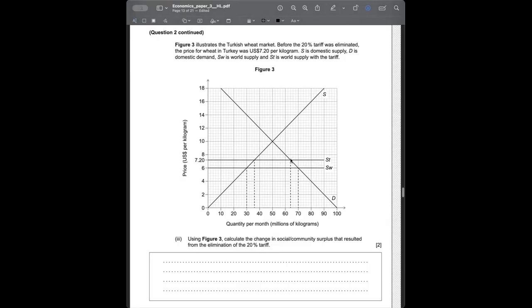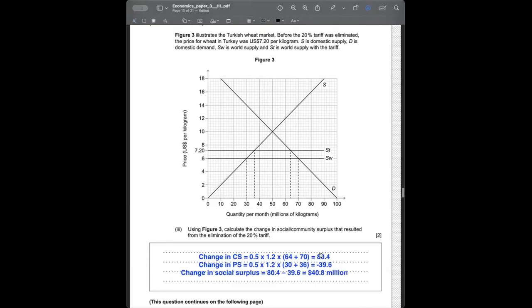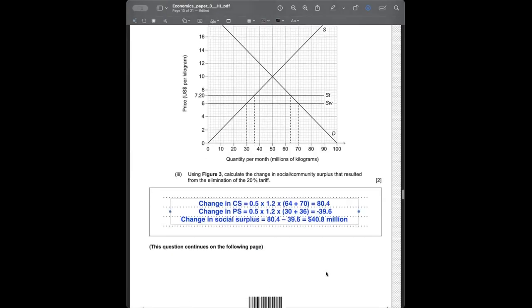When there was a tariff, the social surplus was this much for the consumer and this much for the producer. However, after the elimination of the tariff, they change. Consumer surplus is increasing this much, even though the producer surplus is going to decrease a bit. So I calculate the change in consumer surplus and the change in producer surplus, which is a minus number, and then I sum these two, and then I can get the change in social surplus.